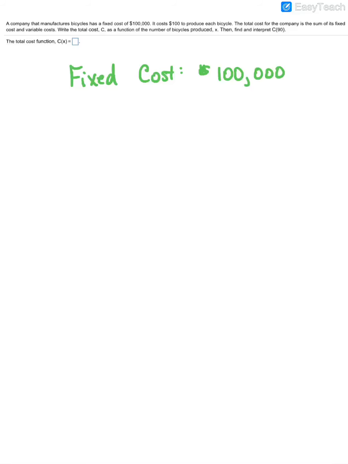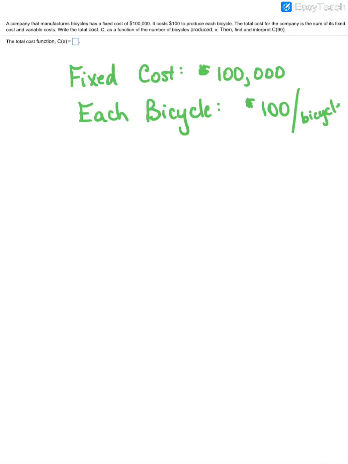All right, then they go on to tell me it costs $100 to produce each bicycle. So each bicycle costs $100. So you can think of that like the materials that go into making the bicycle, plus if you've got hourly workers, what you have to pay them to assemble the bicycles. So each bicycle is $100 per bicycle.